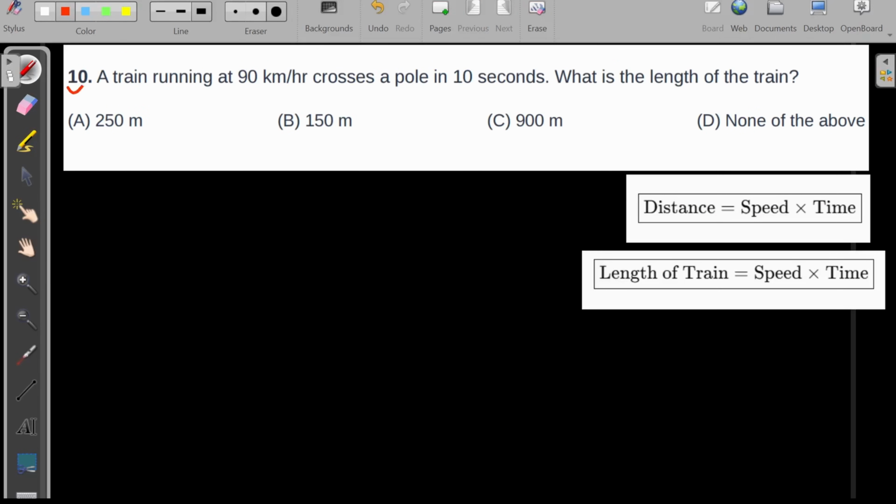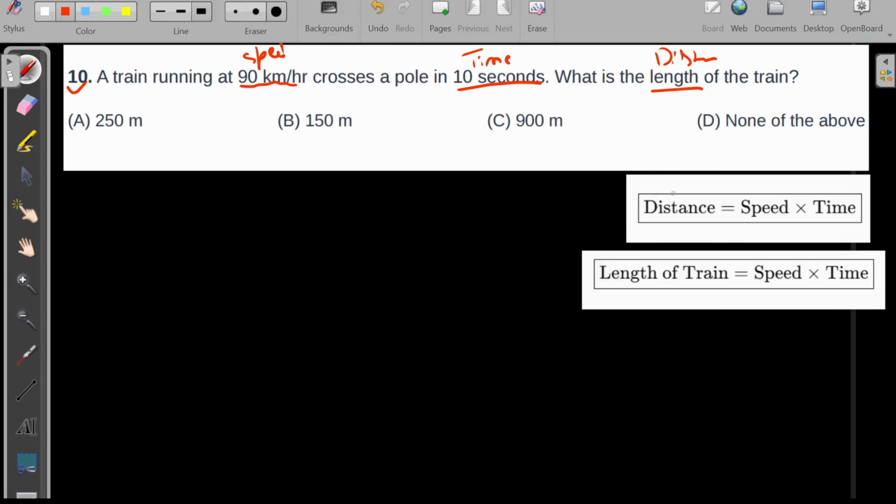Now let's move to question number 10. A train is running at 90 km per hour. So this is our speed, which is the train speed. And the train crosses a pole in like 10 seconds. So this will be the train time. It took 10 seconds. So we need to find the length of the train. We can also say the distance. The 4 options are given, option A, option B, option C, option D, which is none of the above.